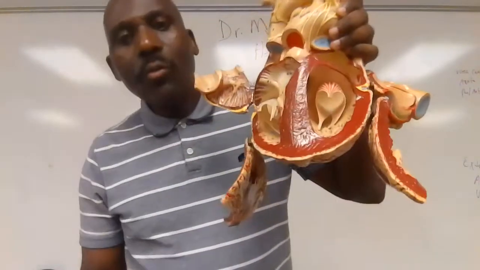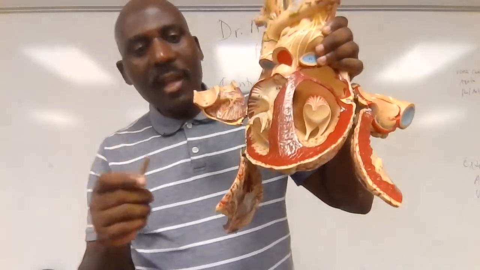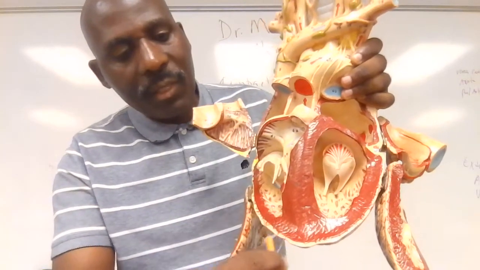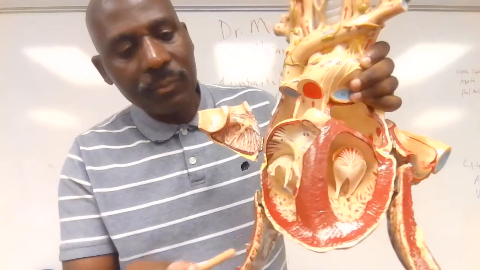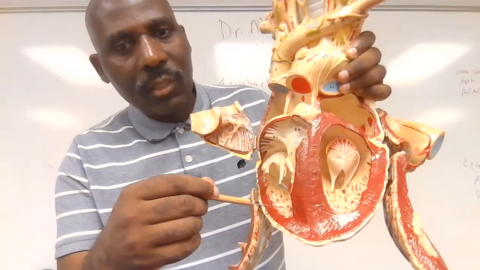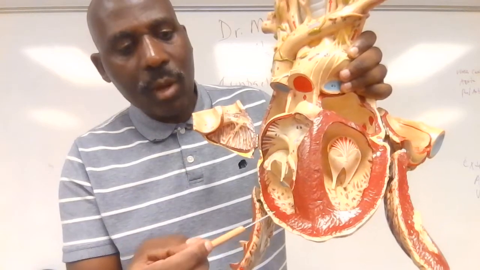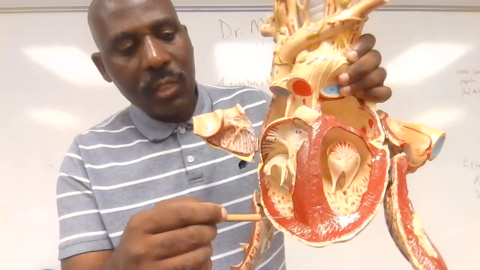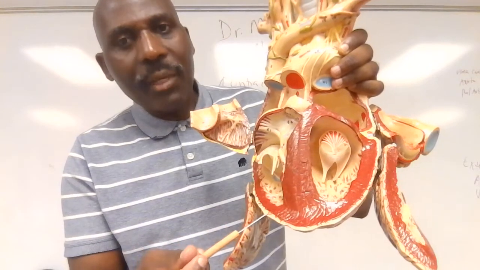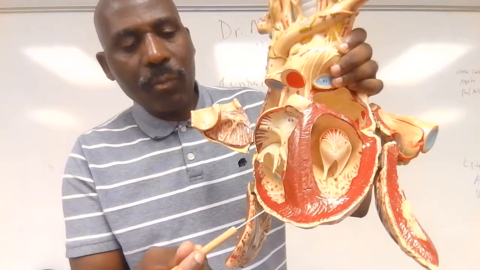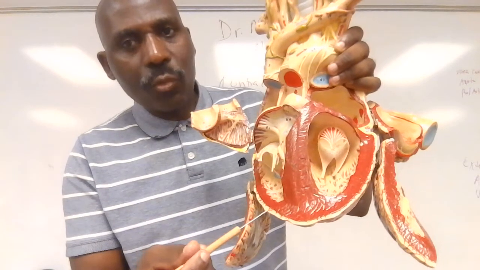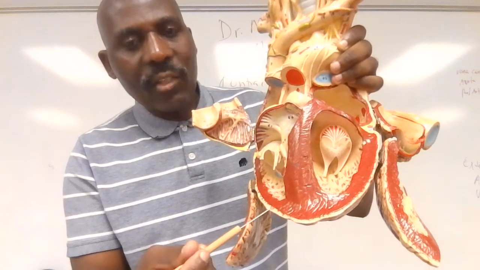Next, we want to look at the wall layers. If you look at this wall here, it has 3 layers: layer number 1, layer number 2, and layer number 3. This outermost layer is called the epicardium. The epicardium is protective. It is made up of connective tissues, fibers, and adipose tissue.